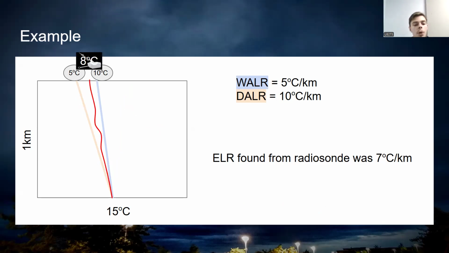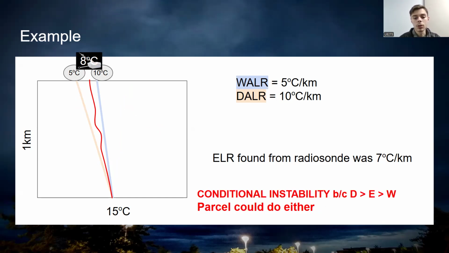All right, the last possibility is if it's in the middle. Now the radiosonde found a rate that was 7 degrees Celsius per kilometer. So that means that the environment that the radiosonde detected is 8. So the environment is 8, but that means that in one situation the parcel would rise and in the other it would sink. So it's conditional instability. The order of the rates, we have the biggest rate is 10, then 7, then 5. So it's DEW. So you don't know. It depends on the situation.